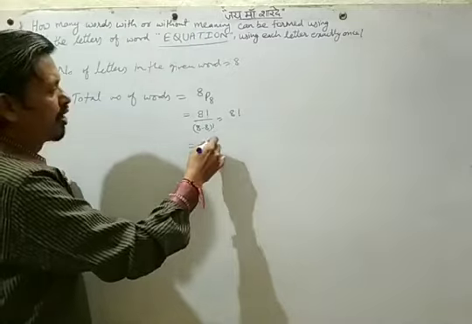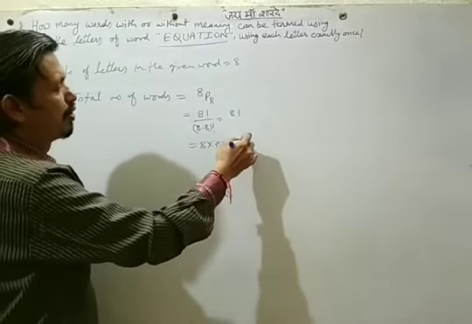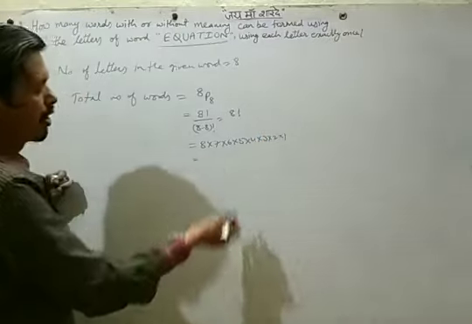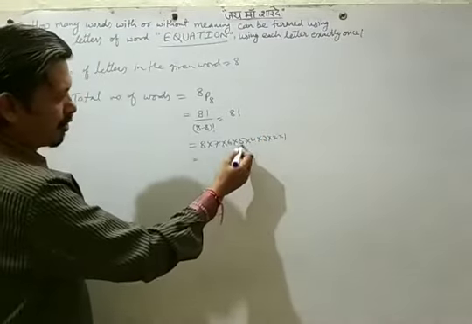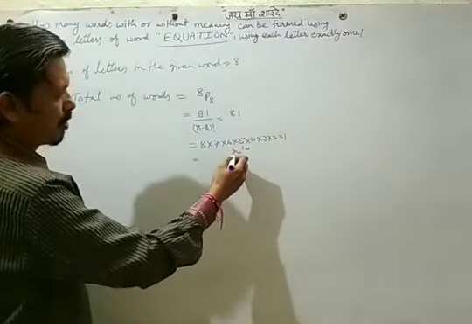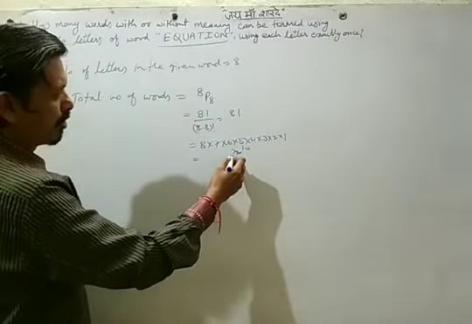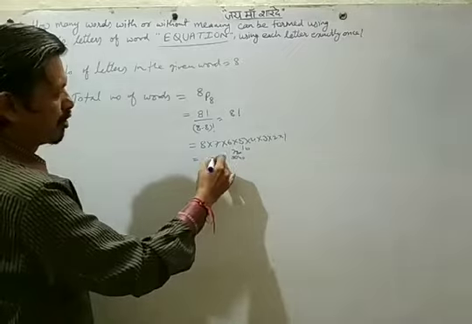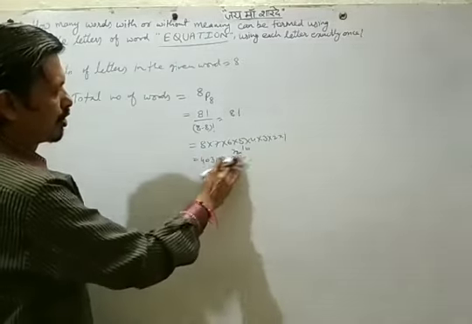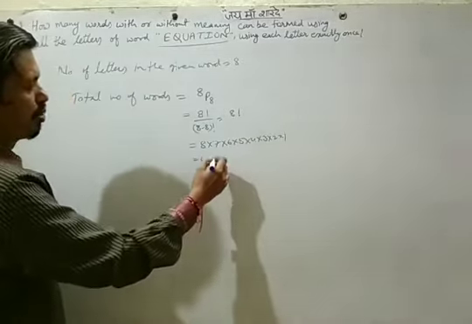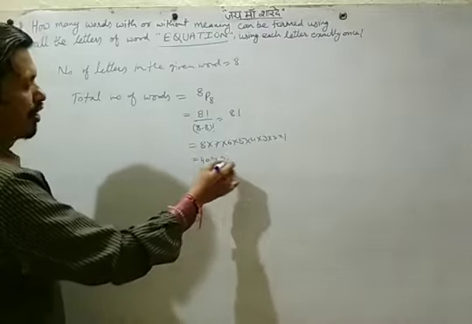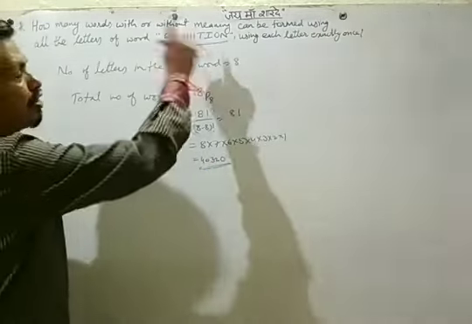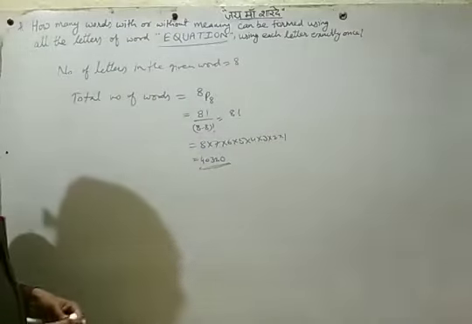It is equal to 8 into 7 into 6 into 5 into 4 into 3 into 2 into 1. How much will it be? 6, 120, then 720, then 5040, then 40320. So 40,320 words we can form with the help of the letters of the word equation. Okay?